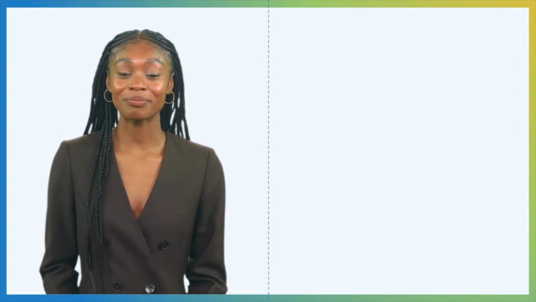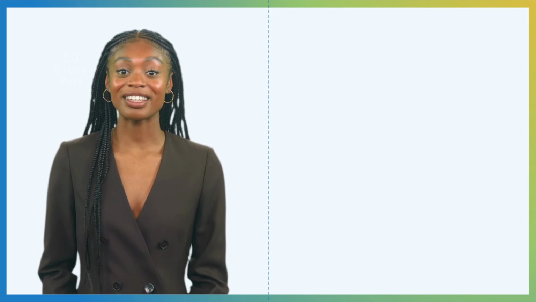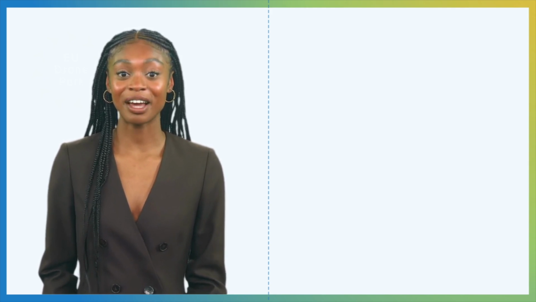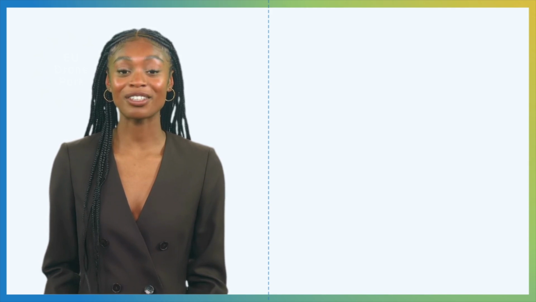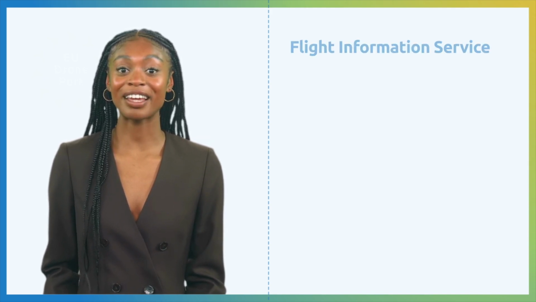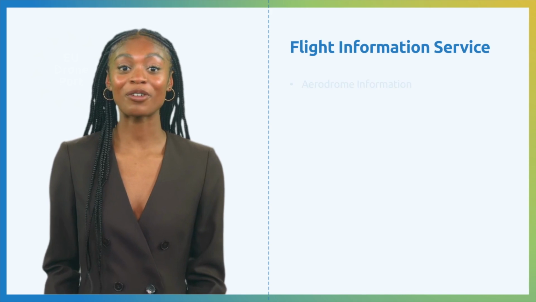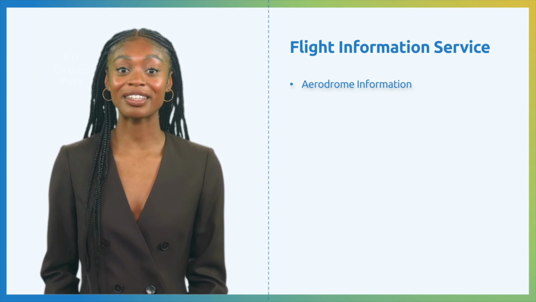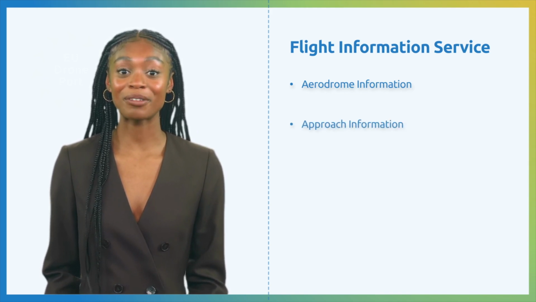Now, we will analyze the 2 air traffic services provided within FIRs. This service reports changes that may affect flight safety, such as weather conditions or the state of navigation aids. It includes: first, Flight Information Service. Aerodrome information. Pilots are provided with information about visibility, wind, clouds, runway obstacles, and any factors that may affect operations at an aerodrome. Approach information.